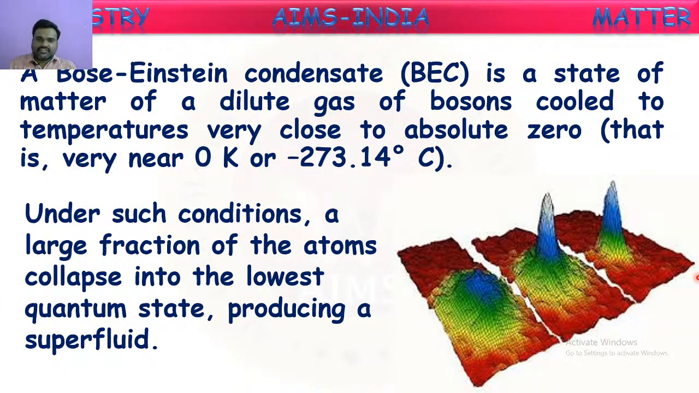Under such conditions, that is, when a gas is cooled to this minus 273 degrees Celsius temperature, a large fraction of atoms existing in the gas collapse into the lowest quantum state. Here the quantum state means the energetic state. Lowest quantum means all the atoms will have very low energy, least energetic atoms will be existing and producing a superfluid which we are calling Bose-Einstein condensate.